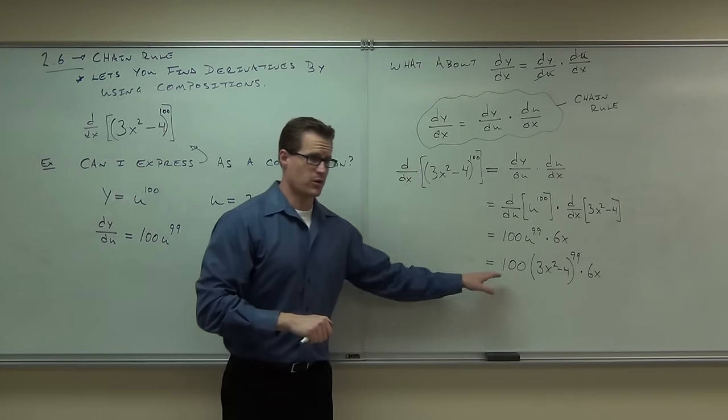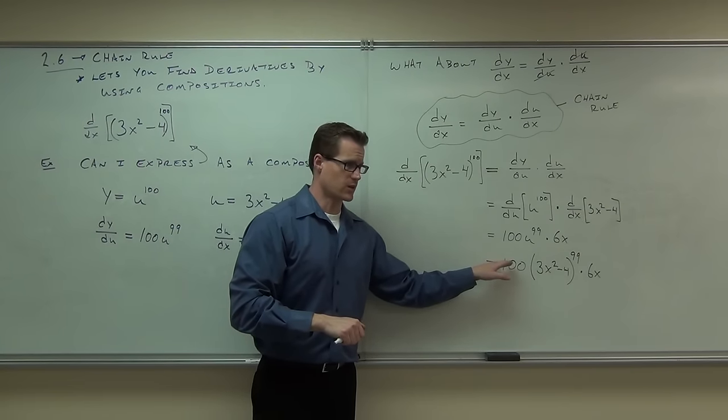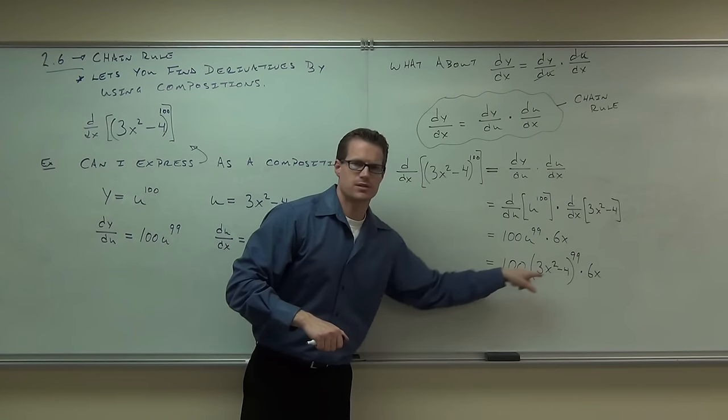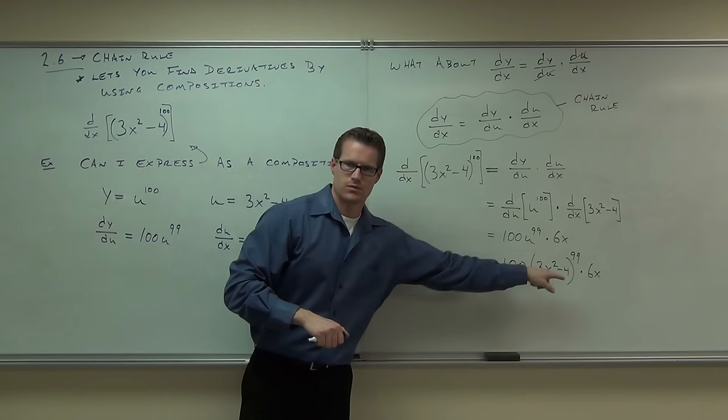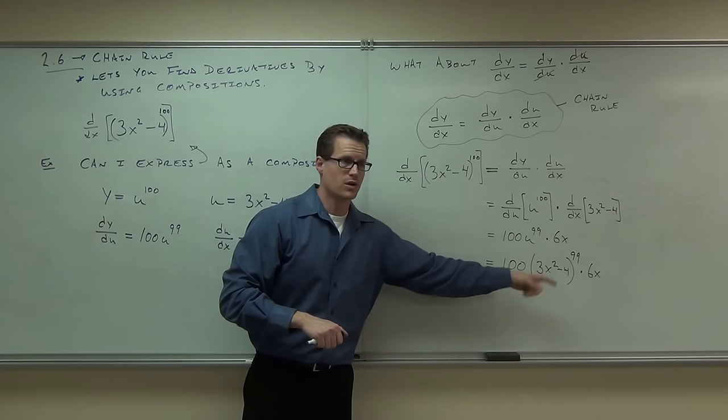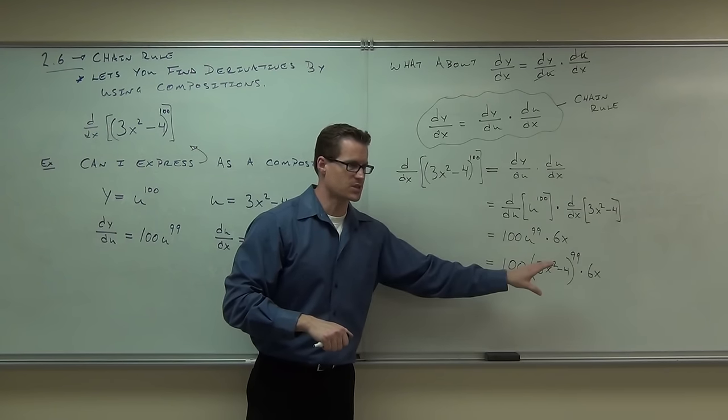Now, you could make it a little bit prettier, but I want to come back to this and talk about this for a second, okay? Because I want you to see the practicality of the chain rule. Firstly, what are you going to do with this? You're going to do something with this. What are you going to do with the 6x? Multiply by what number? 100. Yeah, do that, okay? Don't leave it hanging out there as a times 6x at the end.